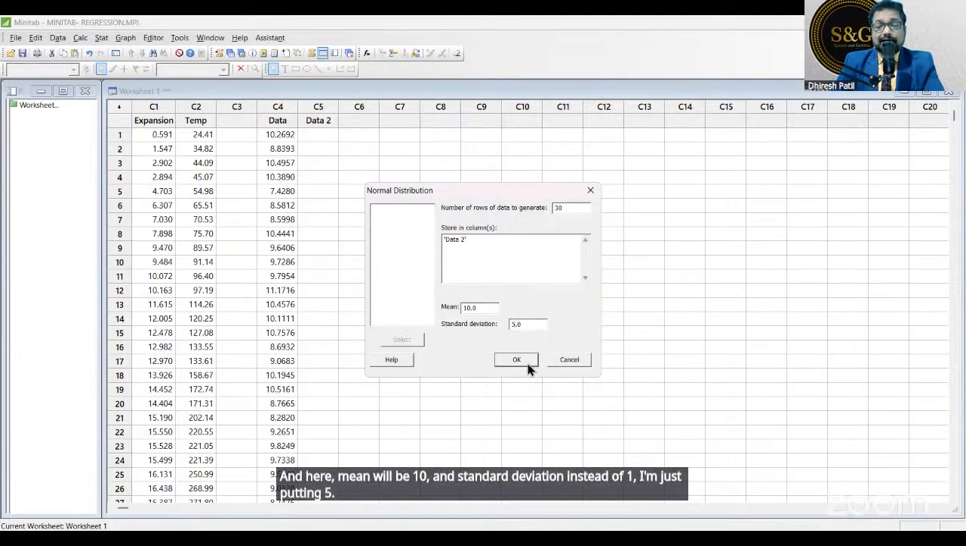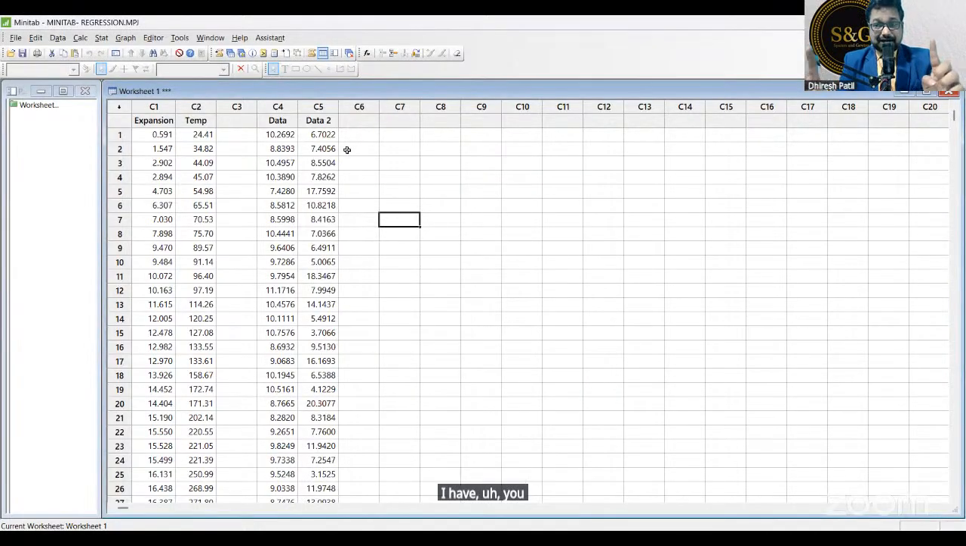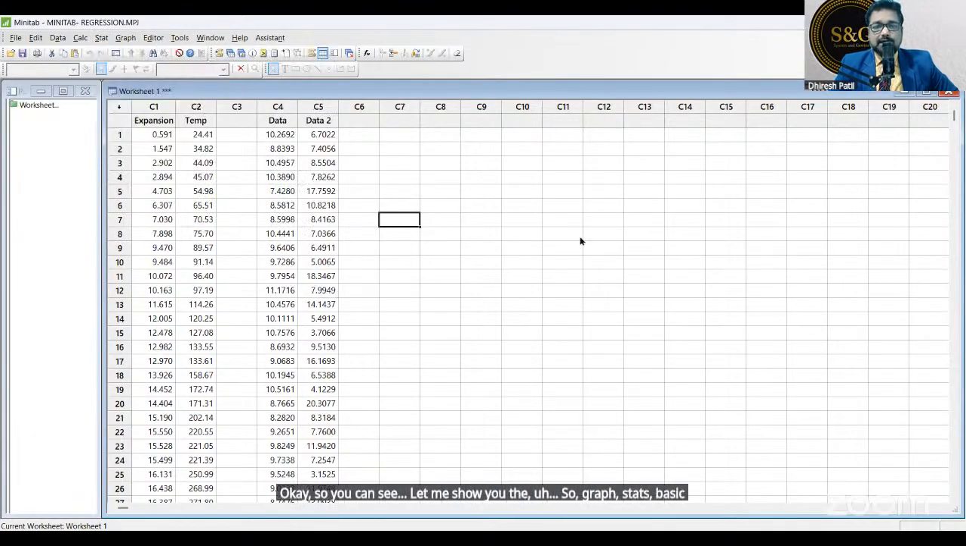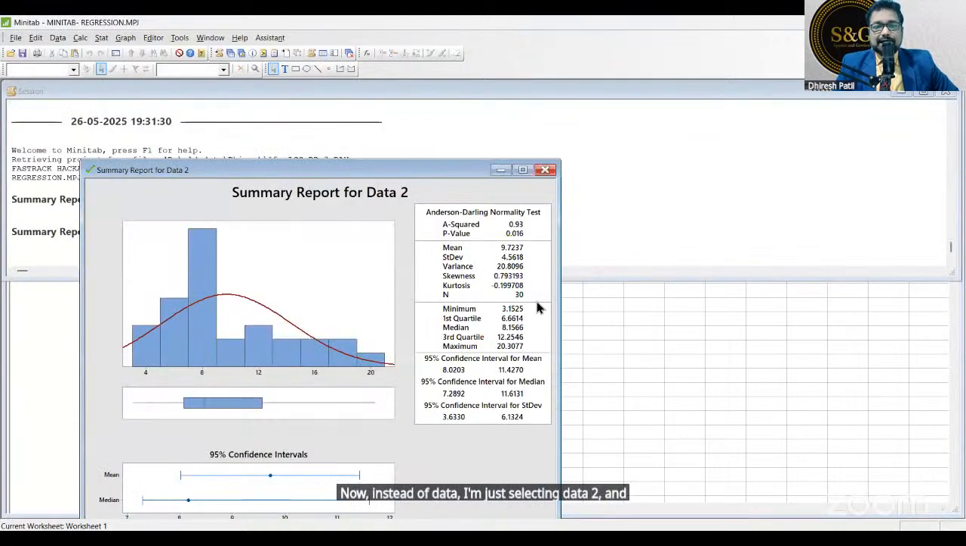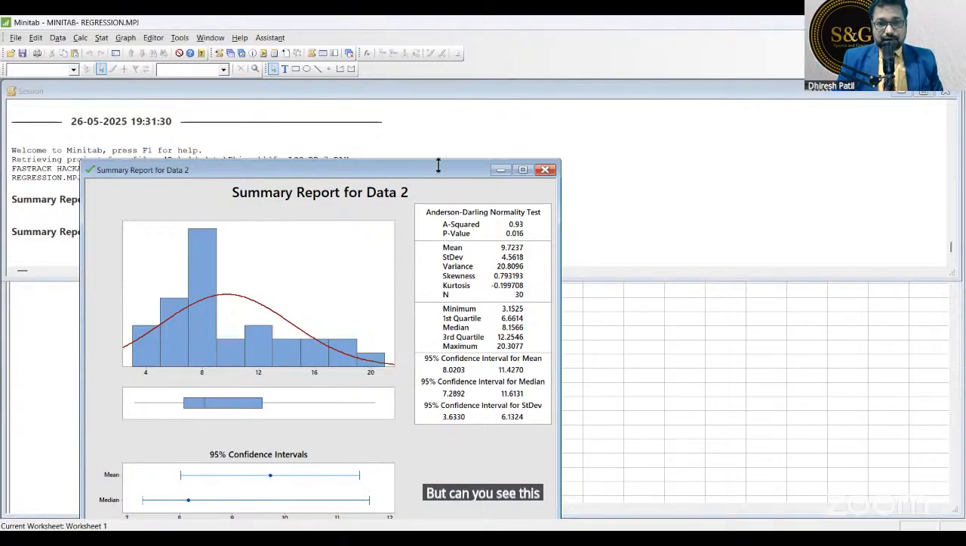Let's see what data the software is generating. I have increased the standard deviation here. Let me show you the graph: Stat, Basic Statistics, Graphical Summary. Now, instead of data, I'm selecting Data 2 and say OK. Now, can you see the difference between these two? The standard deviation is now 4.5. It's not exactly 5, but very close to it. But can you see this? Very, very interesting.